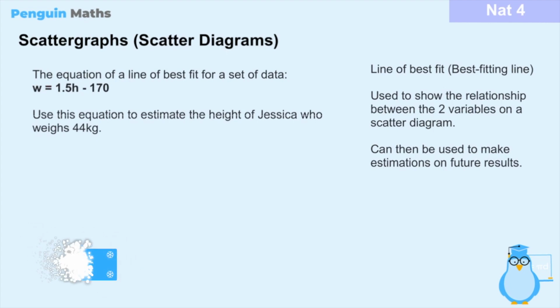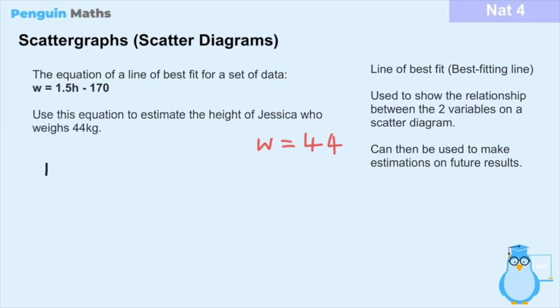And we can also use the exact same equation to find the other variable if we know the other one as well. So let's say, for example, we've been asked to estimate the height of a pupil named Jessica who weighs 44 kg. So that would then mean that the information that we have is w for the weight, and we know that is equal to 44. So what we then have to do is put this 44 in place of w and calculate h in this equation, because we've been asked to figure out the height.